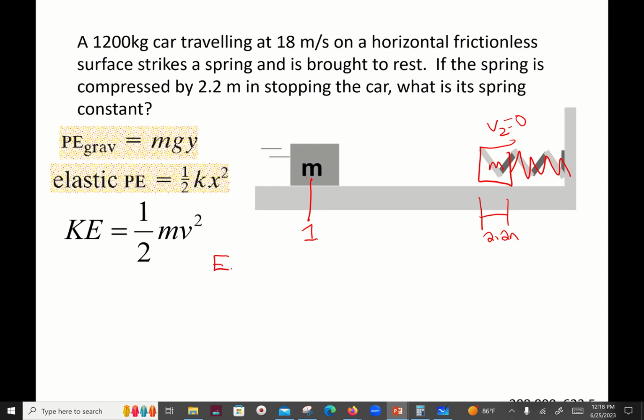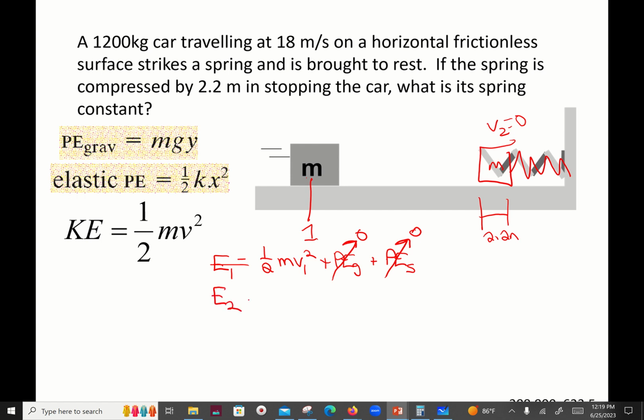Well, my energy at position 1, I've got kinetic energy because it's moving. I don't have any gravitational potential energy because it's on the surface. And I don't have any spring potential energy because the spring is not compressed. Okay, so each point I'm going to look at the 3 types of energy and say, do I have them or don't I have them?